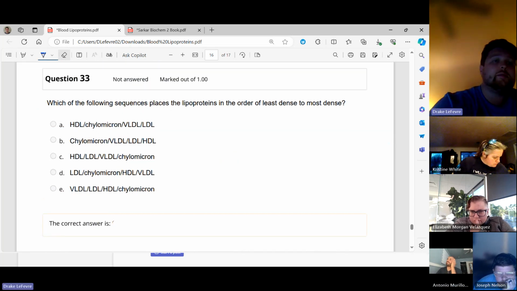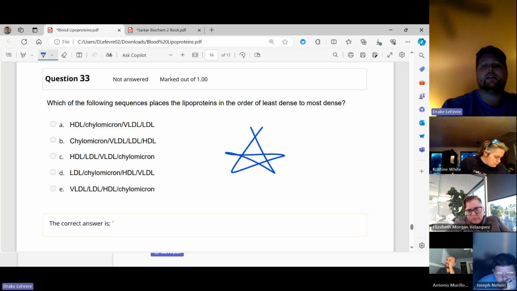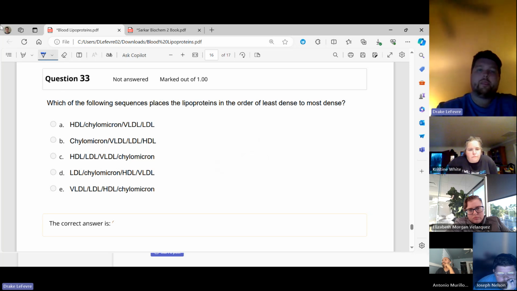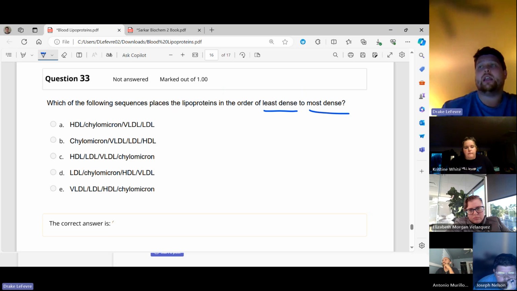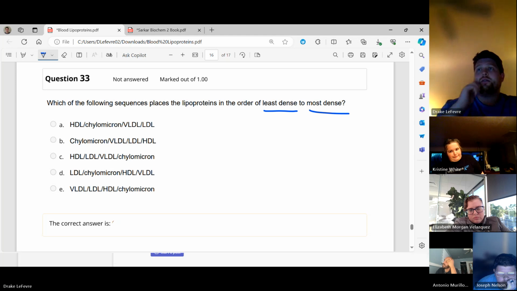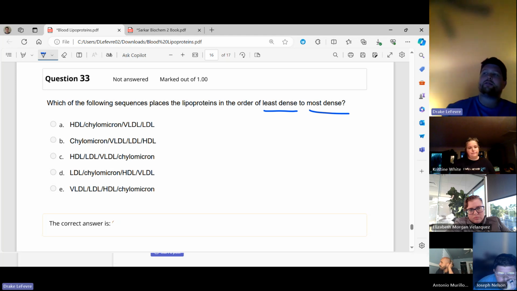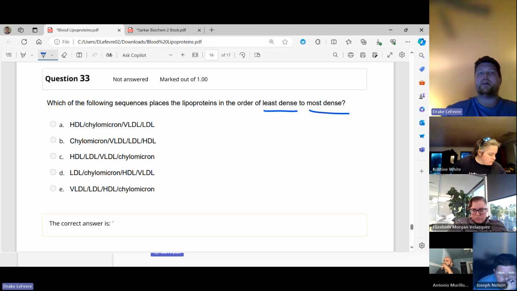These guys, I promise you, he's probably going to have 2 or 3 questions just like this. He does usually put a question like this on the test, from what I remember. Which of the following sequences place the lipoproteins in the order of least dense to most dense? He'll also trick you with this. He'll have one that's talking about density, and then he'll have another question asking about size. So remember, those are reversed. The least dense is the biggest in size. The smallest in size is the most dense.